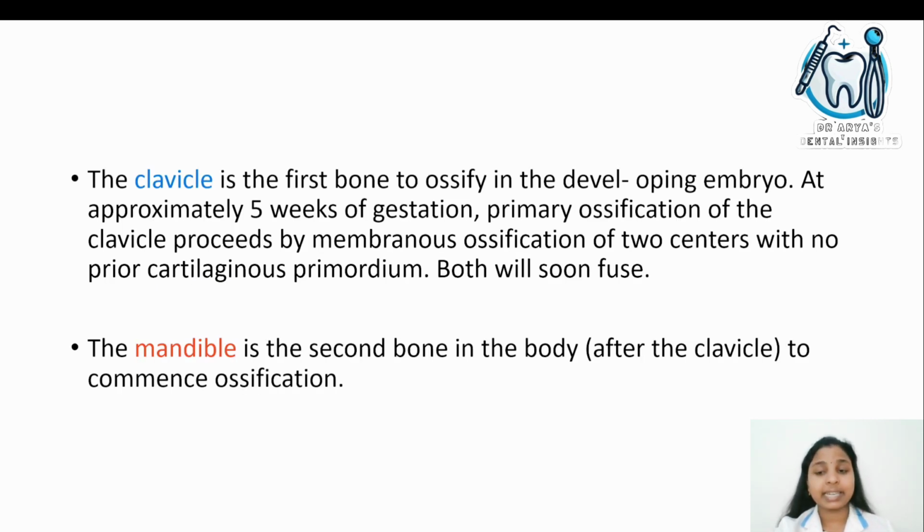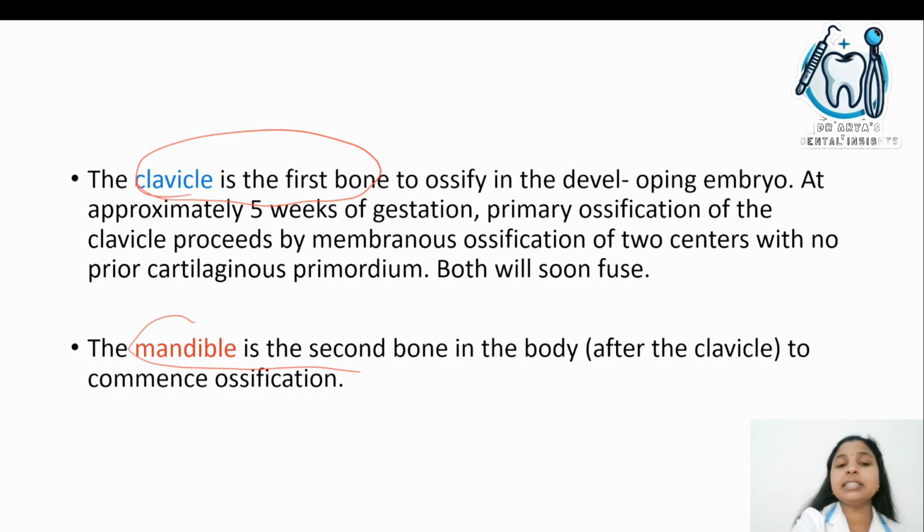So the clavicle is the first bone to ossify in the developing embryo. At approximately 5 weeks of gestation, primary ossification of the clavicle proceeds by membranous ossification of two centers with no prior cartilaginous primordium, and both will soon fuse.